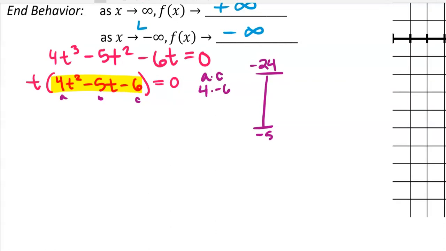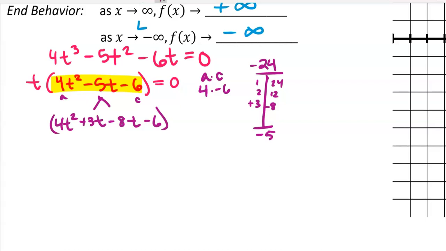Okay, so factors of 24. We got 1, 24. We have a lot of factors of 24. 2 and 12, 3 and 8. All right, that gives us the 3 and 8. If we have a positive 3 minus 8, that gives us our negative 5 that we're looking for. So we're going to split this middle term here into positive 3t minus 8t, bring down everything else.